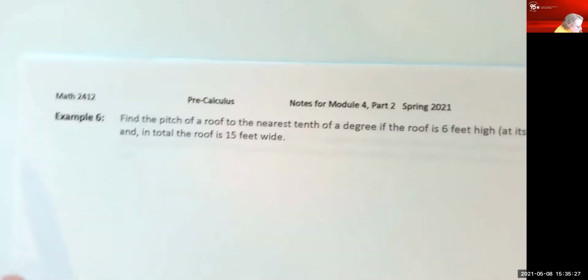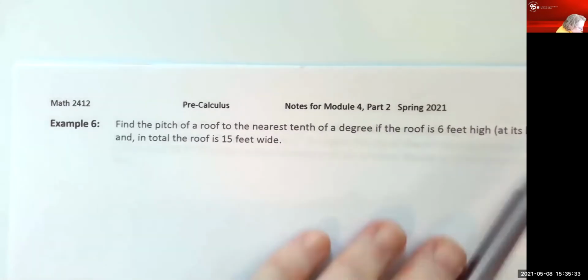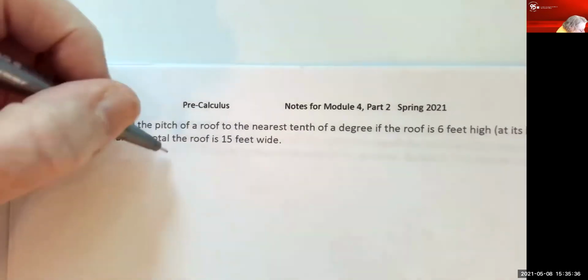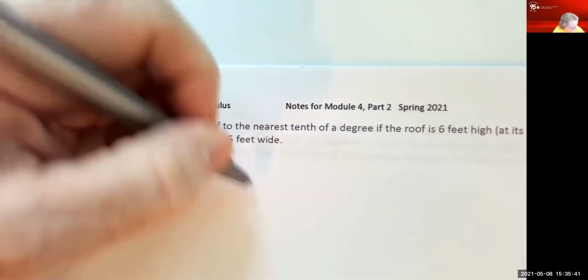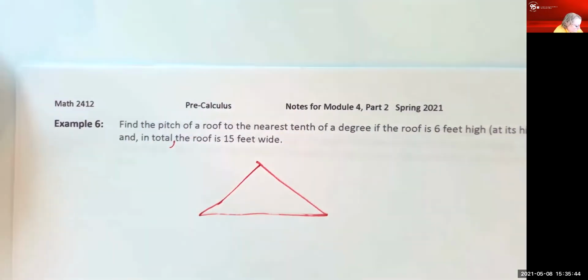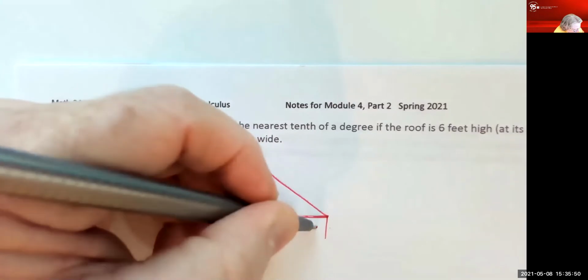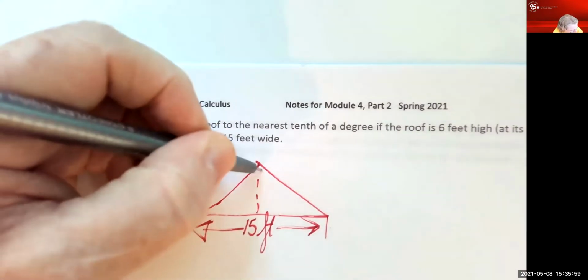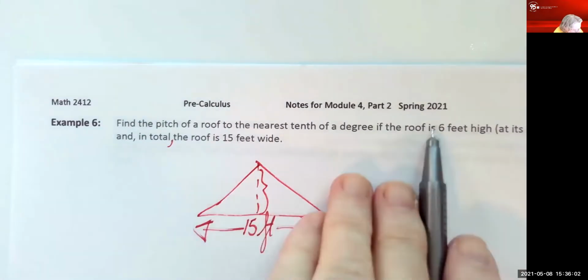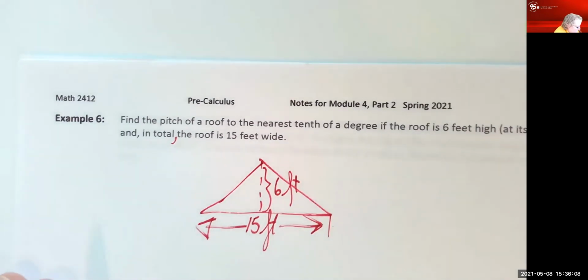Another fun one. Find the pitch of a roof to the nearest tenth of a degree if the roof is 6 feet high at the highest, and in total, the roof is 15 feet wide. Okay, let's see. 15 feet wide. The height at the highest, which would be in the middle, is 6 feet. And we want the pitch.